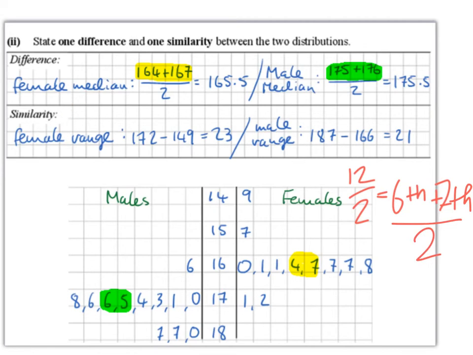Okay, some similarities. The female range, well, the lowest value for the females is 149, and the highest value is 172. So 172, take away 149 is 23. So the range for the females is 23. For the males, the lowest value is 166. The highest value is 187. So 187 minus 166 is 21. So the range for the females is 23 centimeters, and the range in height for the males is 21 centimeters. So the ranges are quite similar. The medians are different.